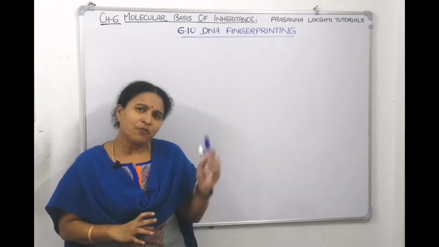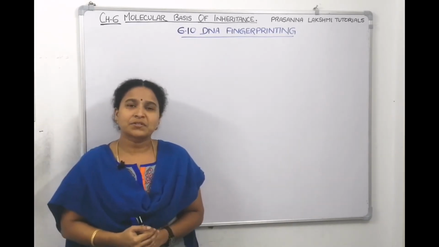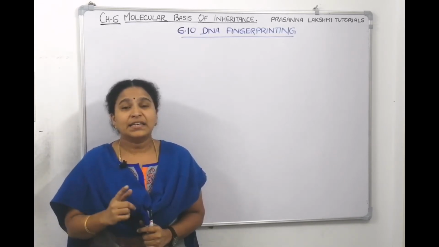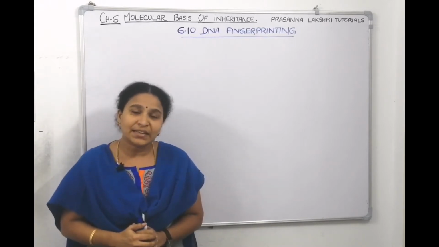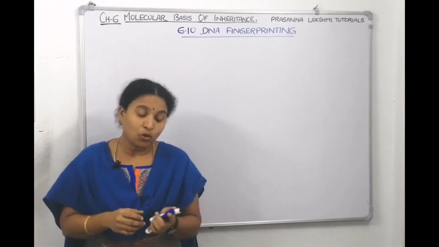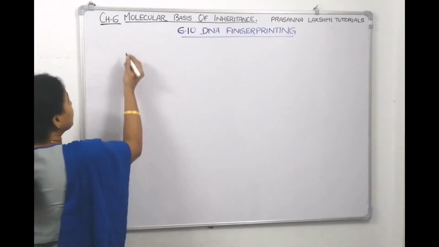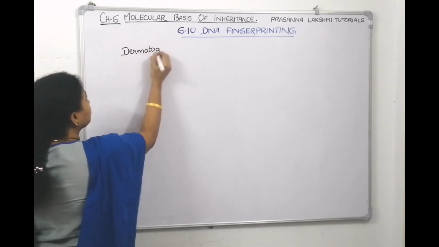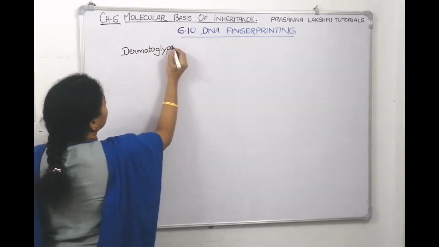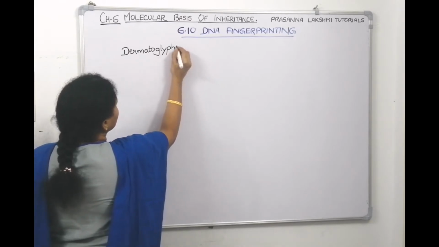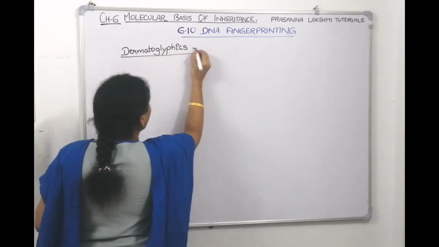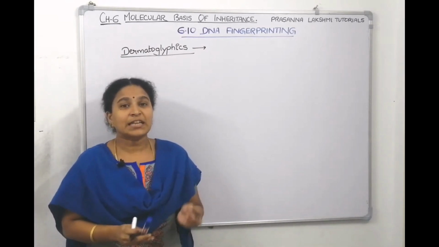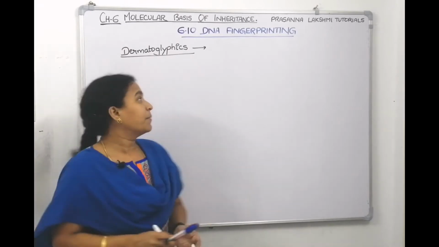Before this technique, there was another technique developed in West Bengal for identification of criminals in the year 1897. That technique is called dermatoglyphics. What is the name of the previous technique? It is called dermatoglyphics. Now, what is dermatoglyphics? Dermatoglyphics is a science of studying the fingerprints, literally the fingerprints.